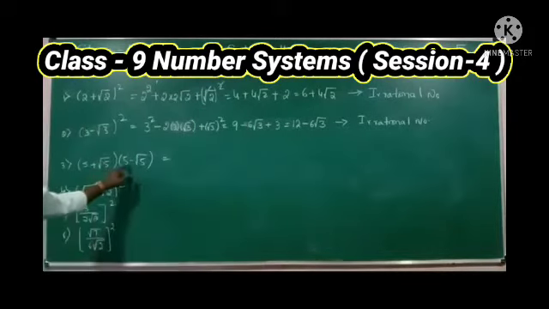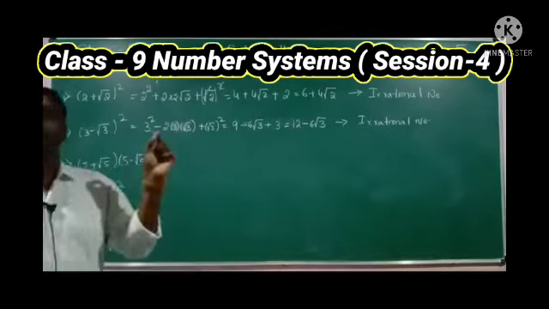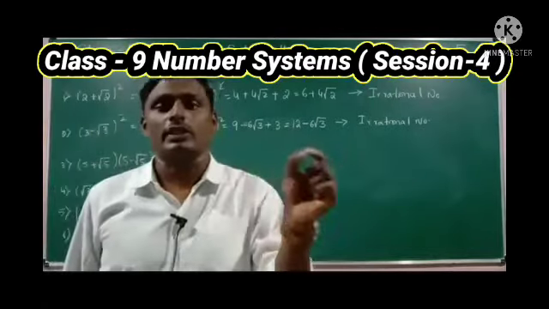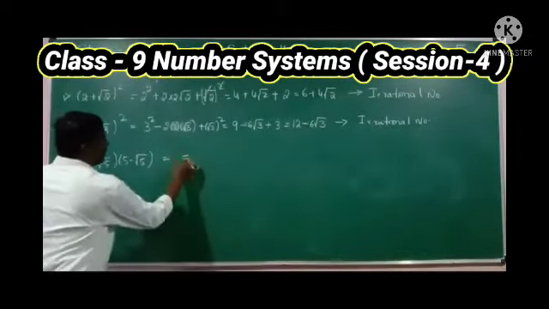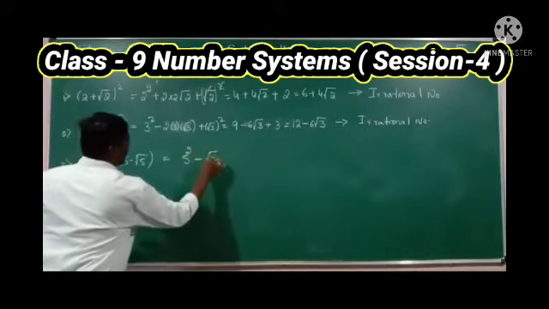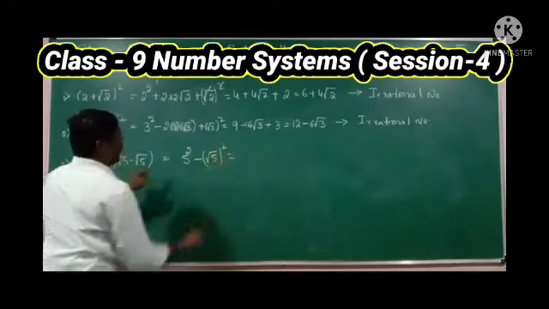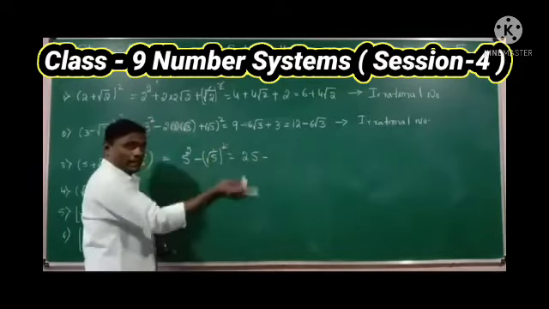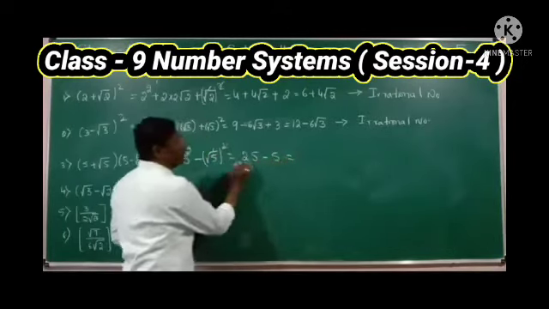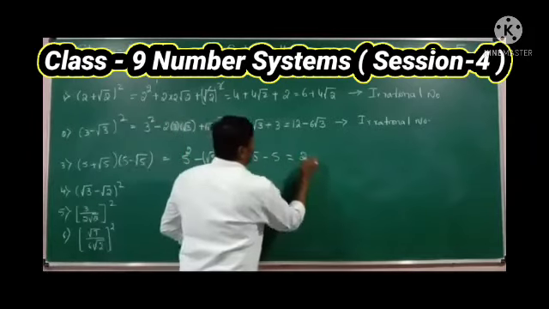5 plus root 5, 5 minus root 5. Is there any identity similar to this form? a plus b, a minus b: (a plus b) into (a minus b) is nothing but a square minus b square. So how can you write this one? 5 square minus root 5 whole square. 5 square becomes 25 minus; square and root get cancelled, the remaining value is 5. Therefore 25 minus 5 is 20.